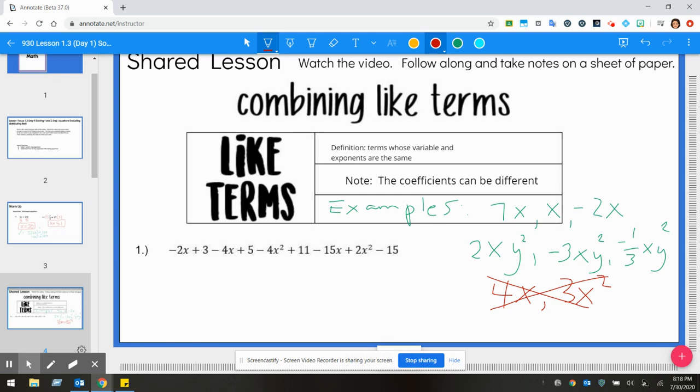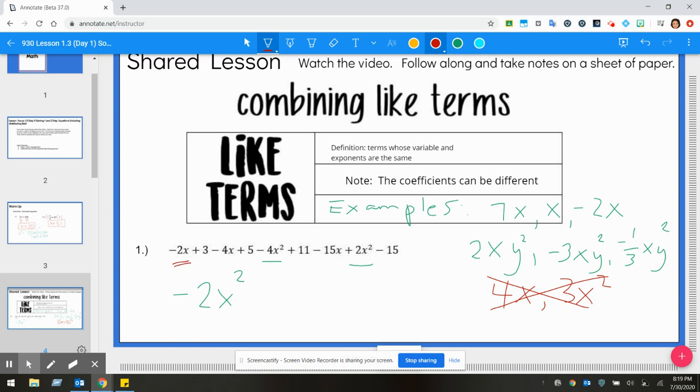So if we take a look at this first example here, I like to stay organized and kind of mark what I am going to go ahead and combine. So it looks like, first glance, I have some x's, I have some x squareds, and then I just have single numbers, right? So I have negative 4x squared, 2x squared are like terms. So negative 4x squared plus 2x squared simplifies to be negative 2x squared.